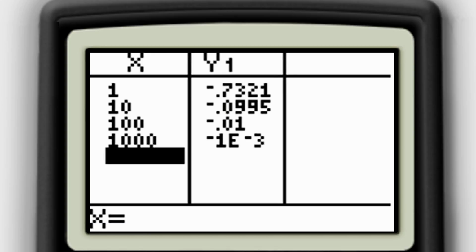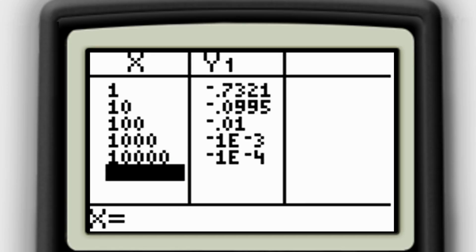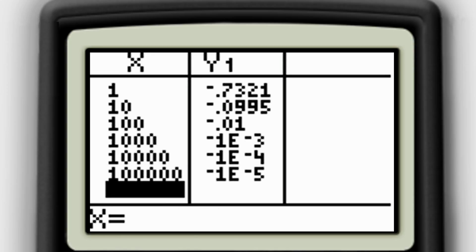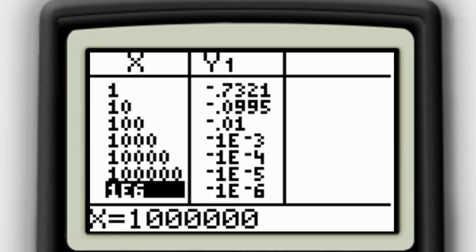negative 10 to the negative 3. As we move on to 10 to the fourth, our function value will be approximately negative 10 to the negative fourth. 10 to the fifth, when we substitute this into our function, will give us approximately negative 10 to the negative fifth. And 10 to the sixth will give us a function value of approximately negative 10 to the negative sixth.